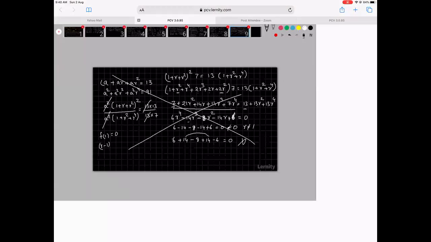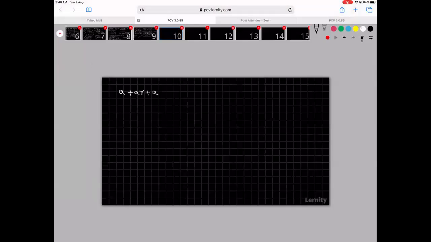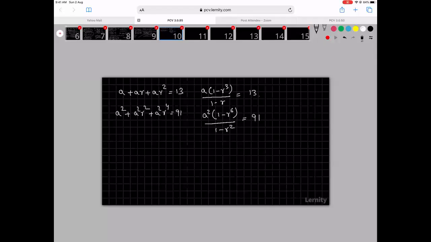A plus AR plus AR squared is equal to 13. So the sum of these three terms is A into 1 minus R cube divided by 1 minus R. So that is equal to 13. A square plus A square R square plus A square R power 4 is equal to 91. So A square into 1 minus R power 6 by 1 minus R squared is equal to 91.